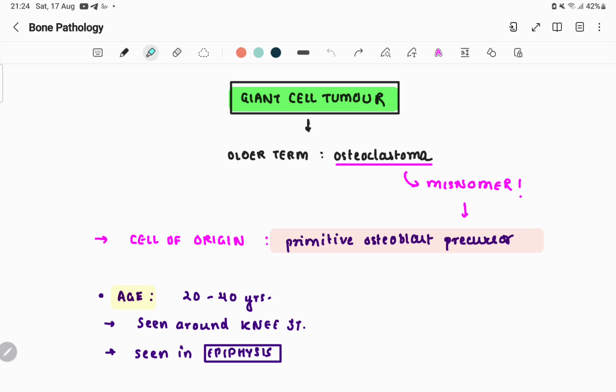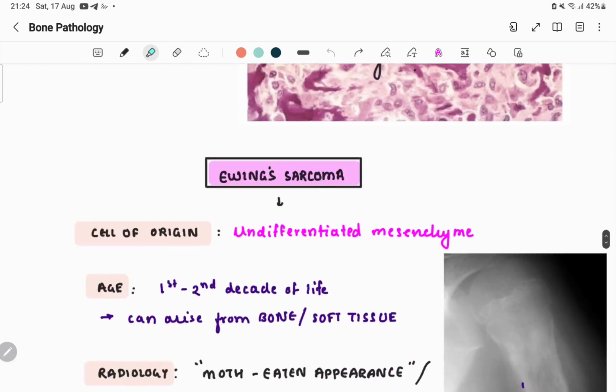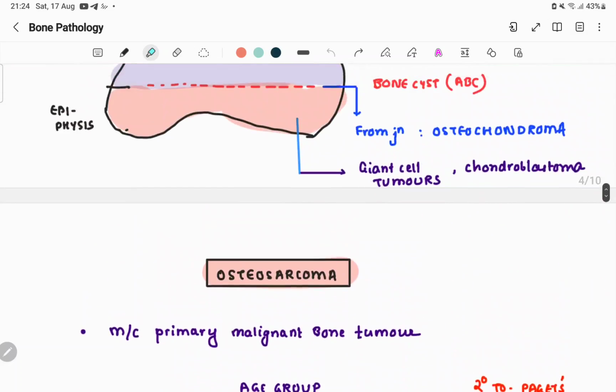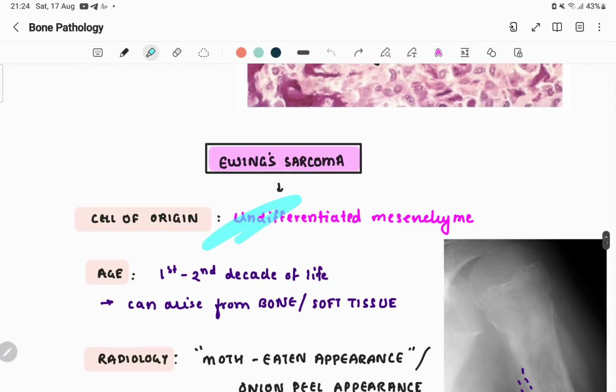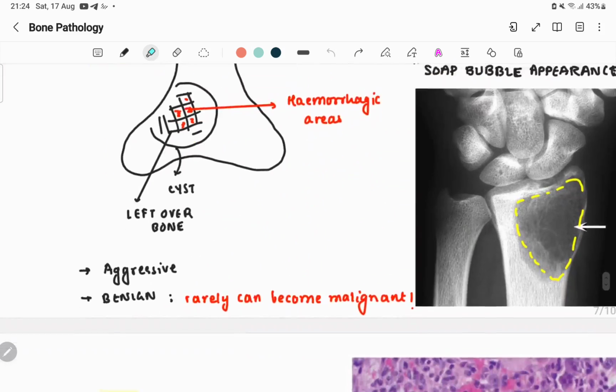What is the cell of origin in Ewing sarcoma? Remember, undifferentiated mesenchyme. Okay, the cell was undifferentiated mesenchyme. Where was that? Undifferentiated mesenchyme. I guess you are remembering the things along with the class.